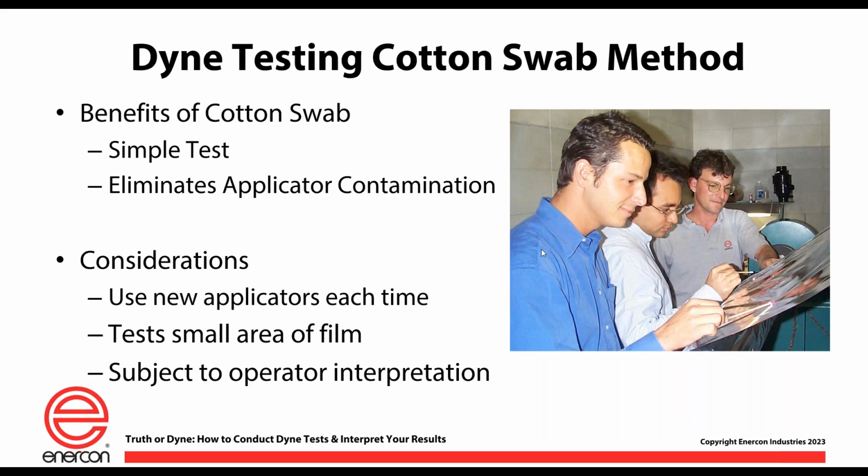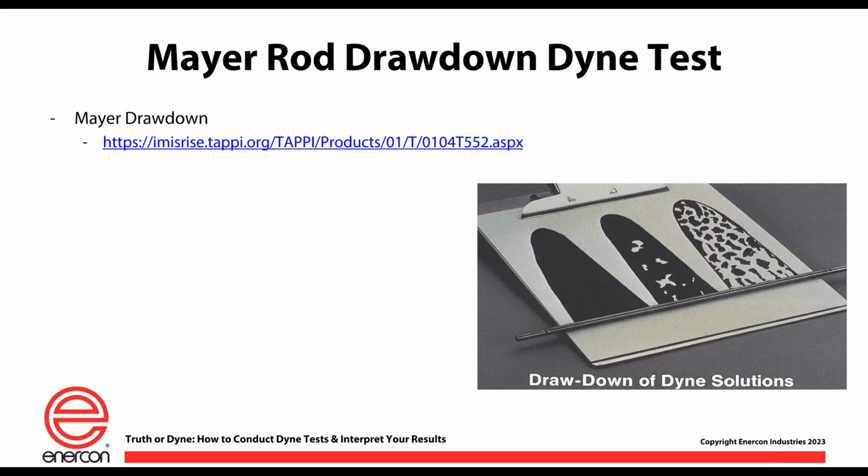But the test method that we use the most in the lab when we're treating film for you guys is the next one, and that's called a Meyer rod drawdown test, and we're going to touch on that right now. Basically, we're using a clipboard, an object to hold the film in place that we're going to test, and we're going to apply 3 drops of solution. So let's just say our target is 42, right?